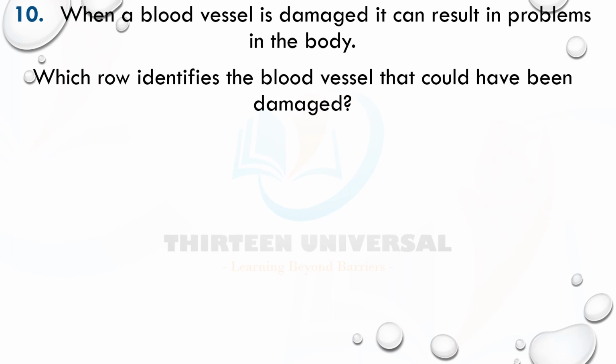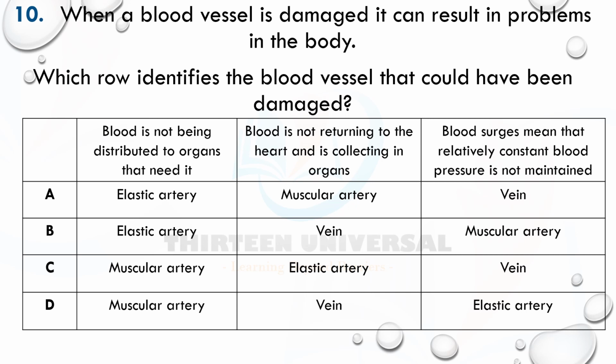All right. The last question there. When a blood vessel is damaged, it can result in problems in the body. Which row identifies the blood vessel that could have been damaged? Yep. So blood is not being distributed to the organs that need it. Which vessel distributes blood to organs? Artery. Artery takes blood to the organs, right? Now there are two types of arteries: elastic arteries and muscular arteries. The one that is closer to the tissues is the muscular one. So we eliminate A and B. Muscular arteries are the ones close to the organs, the destinations, right?